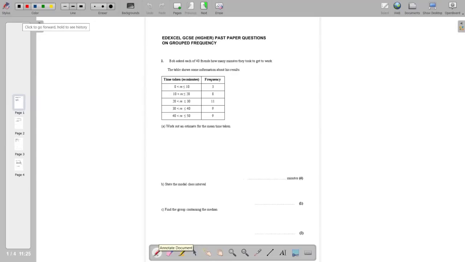This is from Edexcel GCSE past paper questions on group frequency. There are 4 questions. We're going to look at all of them. So, question 1 on group frequency.